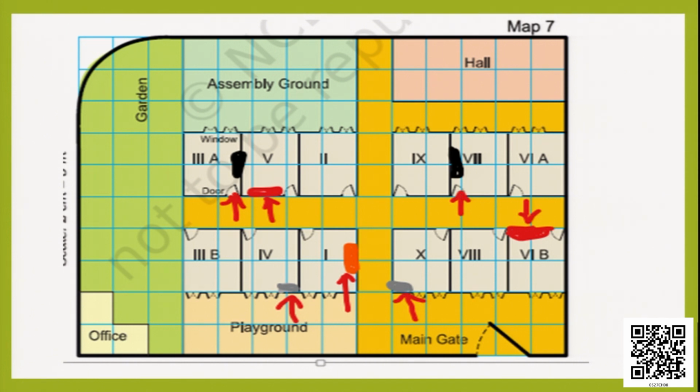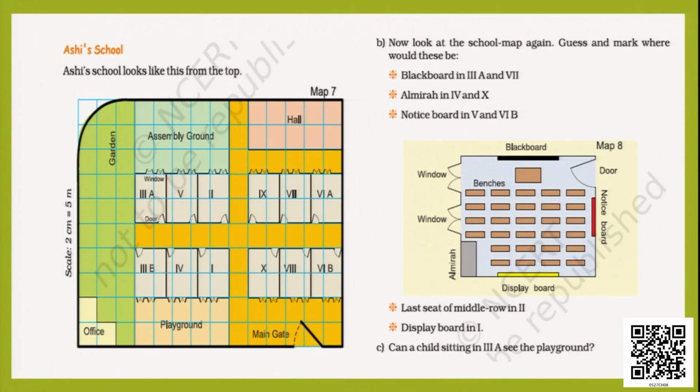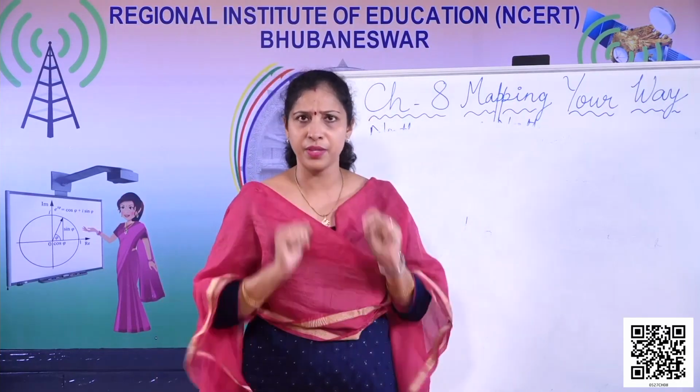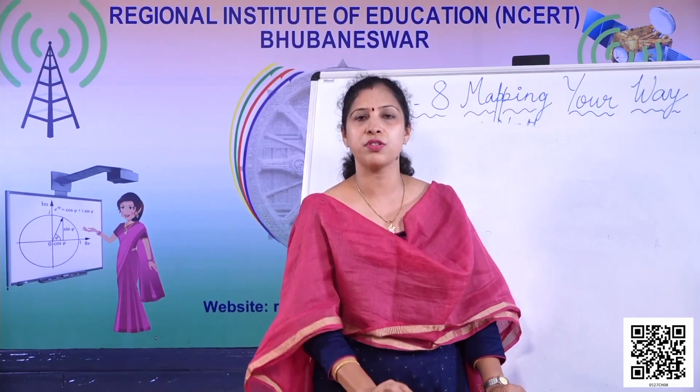Now let's go to the next question. Almirah of class 4 and 10. Now here you can see in this arrangement, the almirah is near the window. Very easy. You just have to find out in the classroom where the window is from the map and you just place it over there.